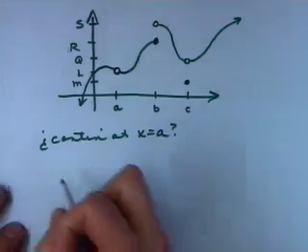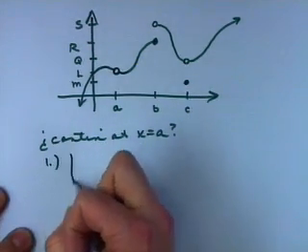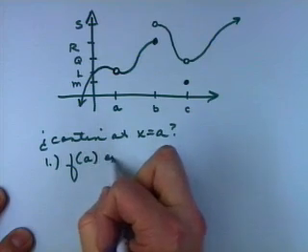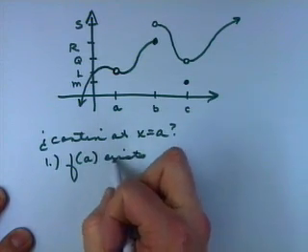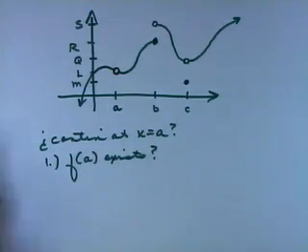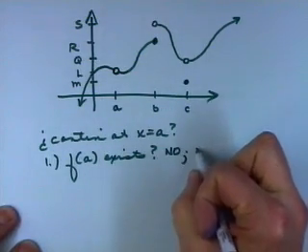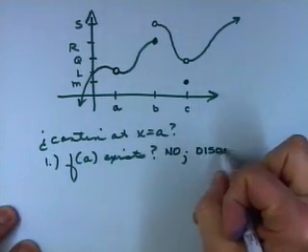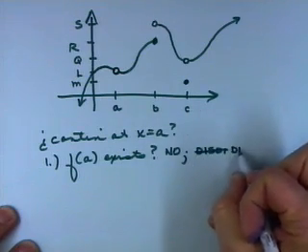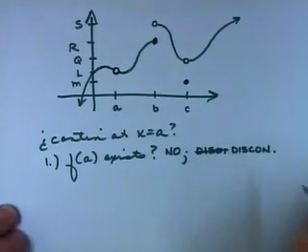So let's take x equals A. Does the f of A exist? Is there a point plotted at x equals A? No. Therefore, what's our answer? Discontinuous. Okay?